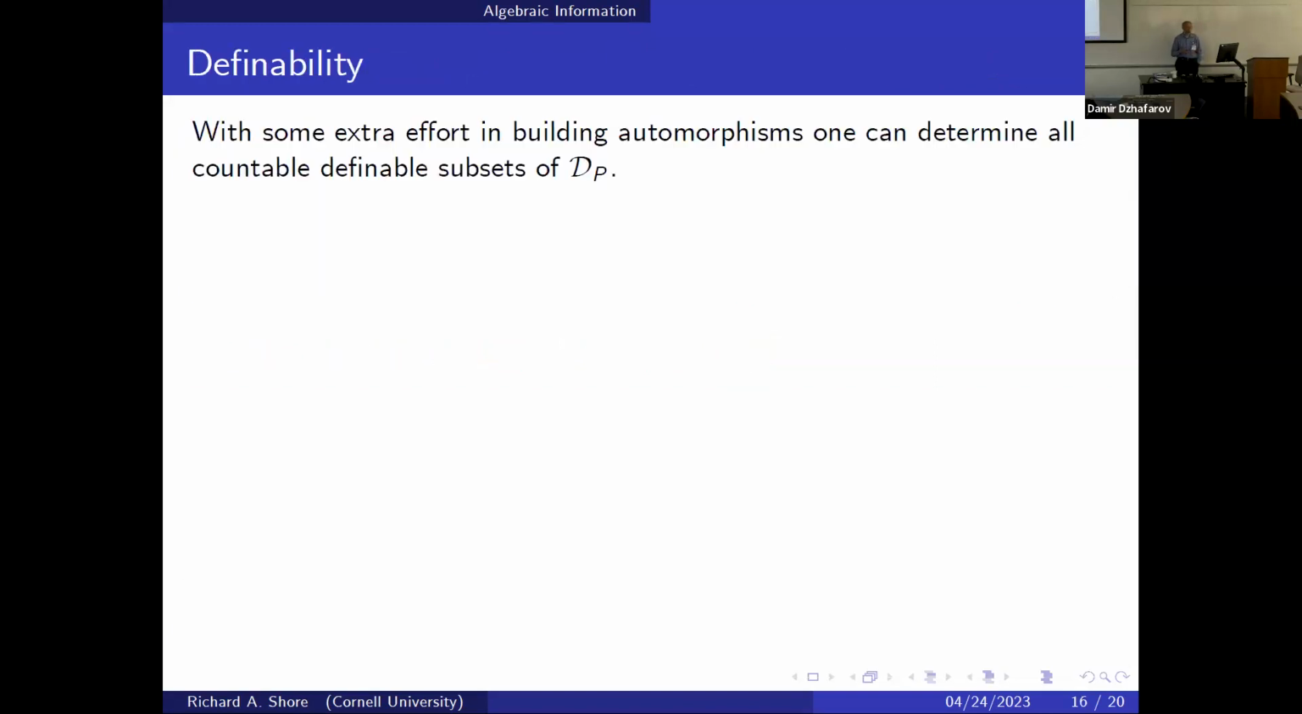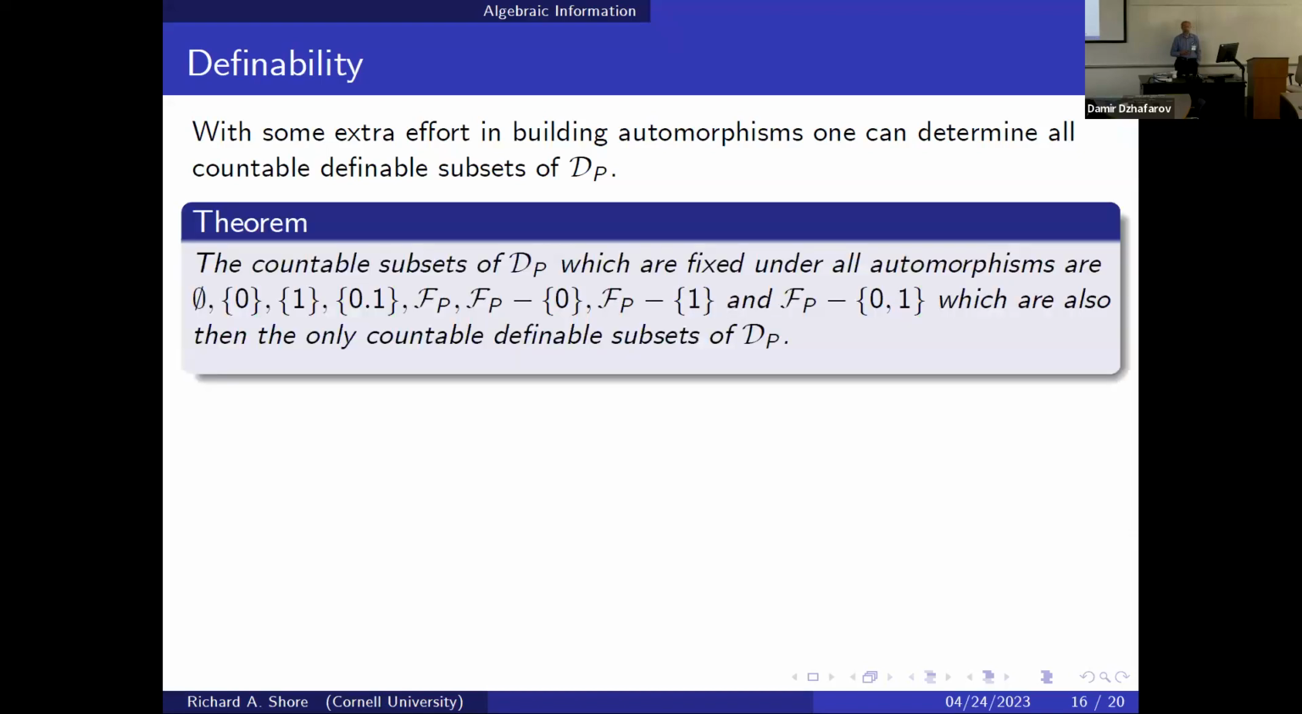Those automorphisms preserve definability. Okay, so now if you do a little extra work, you can figure out exactly what the countable definable sets are in the structure. There are 8 of them. And we know them all already. So there are the trivial ones, just 0, just 1, just 0 and 1. And then there are the finitely axiomatizable theories. And then you can take out 0, you could take out 1. You could take out both. So that's a list of the things we know are definable, and they're the only ones.